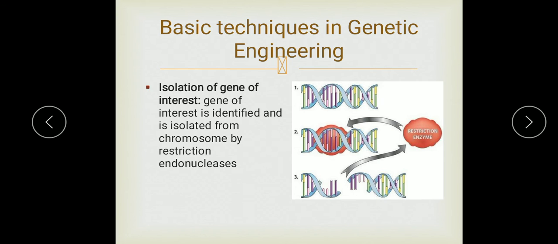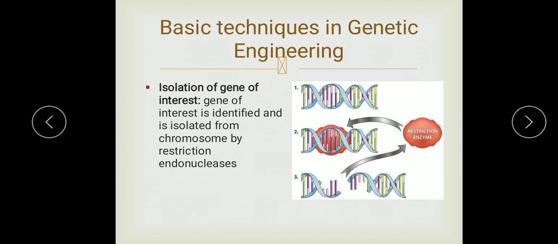Okay, the first step is isolation of the gene of interest. In this step we select the DNA from which we are going to obtain the gene of interest. The gene of interest is that gene which we are going to make copies of. For example, if we are going to insert the gene of insulin into a bacterium, for that we need the gene of insulin. So the gene of insulin is our gene of interest, or we can say it is the desired gene.